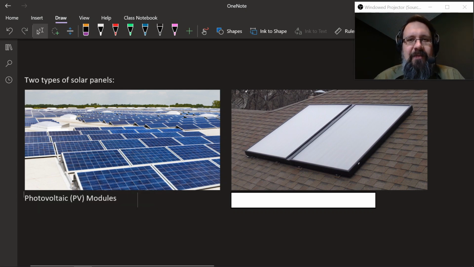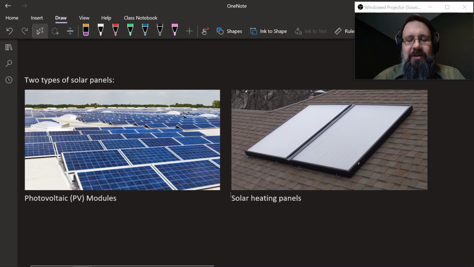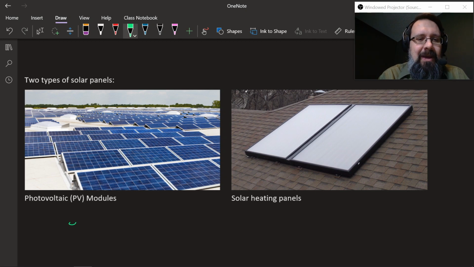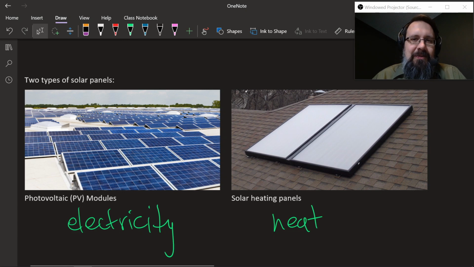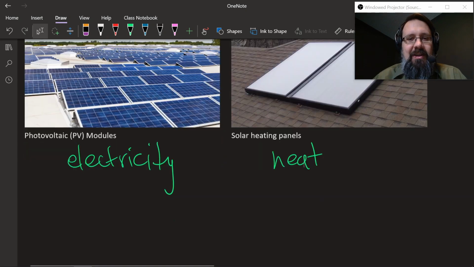These are called photovoltaic modules, or PV, and these are called solar heating panels. So the two types of solar panels are: over here, we're going to make electricity, and over here, you're going to make heat. So those are the two types. You can either take the solar energy and convert it into electricity, or convert it into heat. When we say solar panel, you need to realize there are two types and not confuse them, because they're completely different.